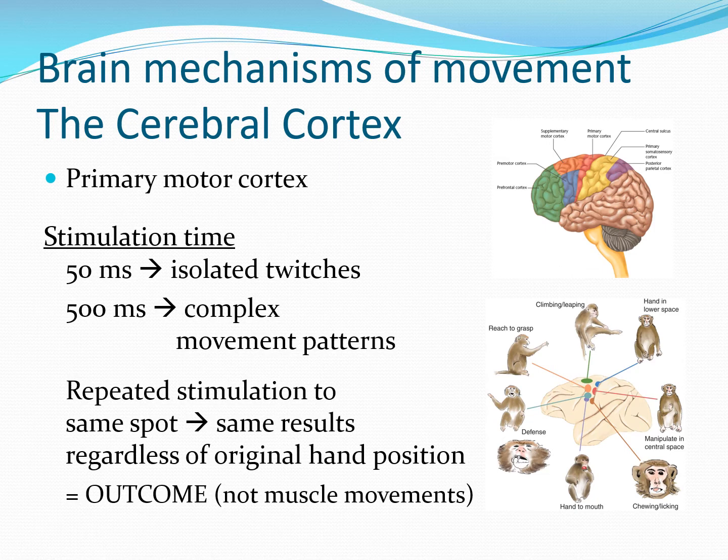What they also found was that repeated stimulation to that same spot ended up in the same result. Okay, so if they're reaching up in this particular part of the right-hand space, regardless of where the hand starts from, the original hand position, the monkey moves the hand in the right way to move up to that part of space and to grasp. So the outcome is not specific muscle movements, it's a particular goal that is occurring, or a particular outcome of where we want that movement to go.